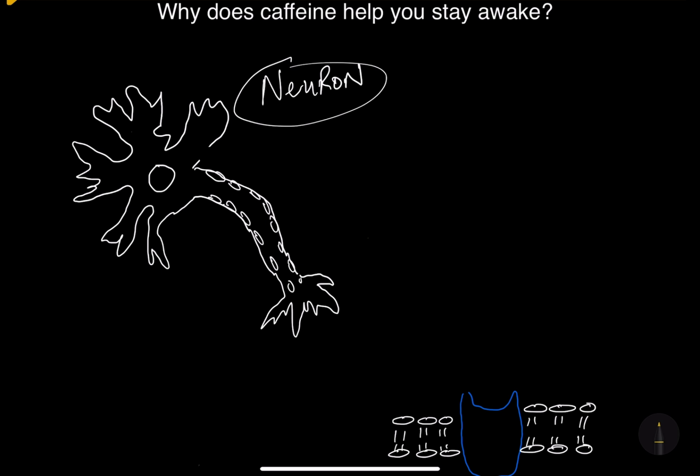Okay? So in here, we're going to call this the cell body. Okay, we're going to zoom in over here and show what happens with ATP and what happens when ATP gets broken down. So ATP stands for adenosine triphosphate. ATP is important because it is functionally the energy currency of the cell.